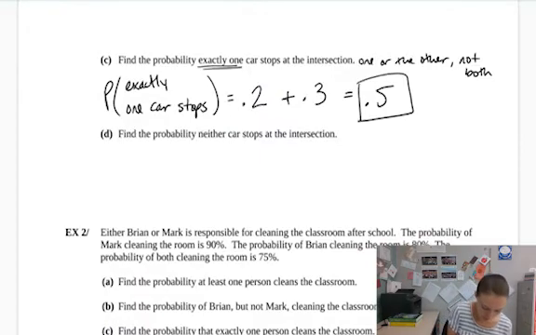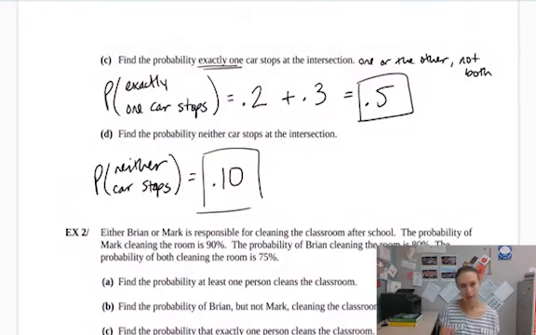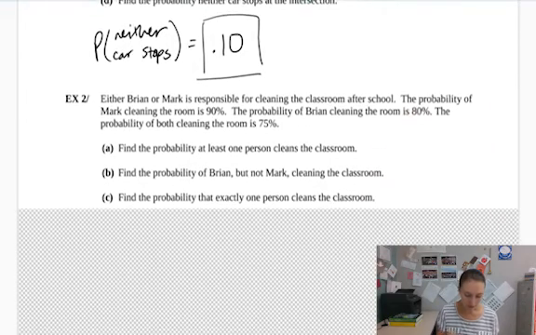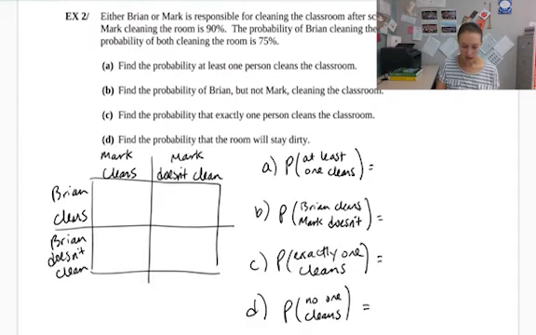And then the probability that neither car stops is going to be that 10% that we saw at the bottom of our Venn diagram, or that lower corner of our table. All right, I would suggest pausing the video and trying this last example on your own and seeing how you do. So either Brian or Mark is responsible for cleaning the classroom after school.